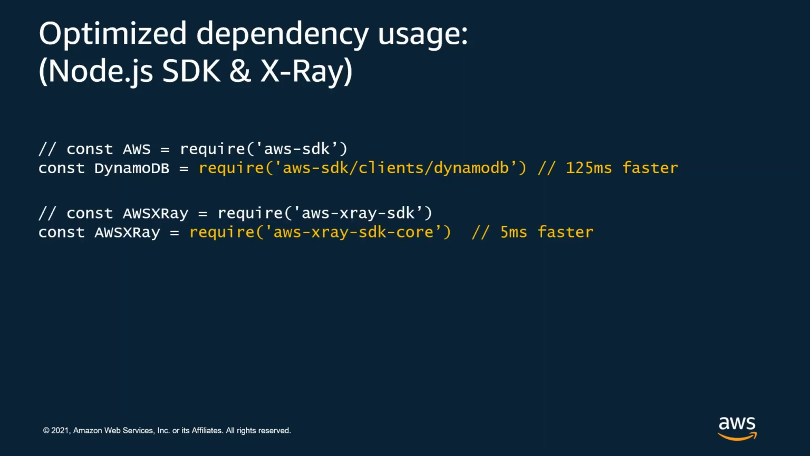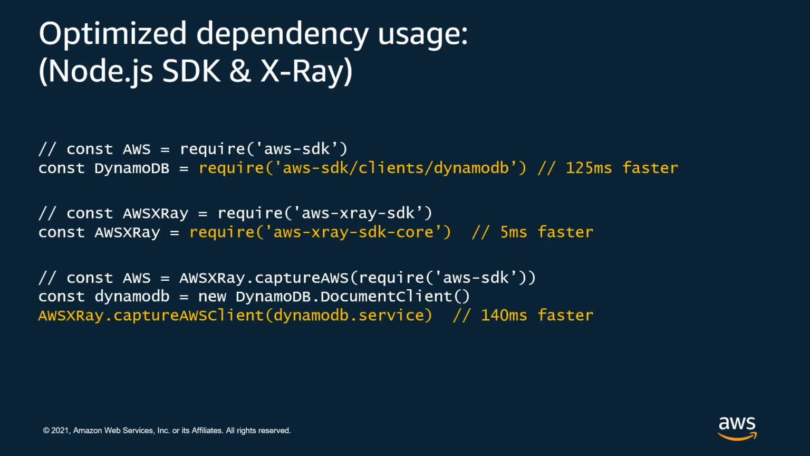Similarly, for X-Ray, adding -core to the package name parameter in require saved 5 milliseconds. And in a test with X-Ray, switching from the capture AWS to the capture AWS client method and providing the document client reference was 140 milliseconds faster. So in each case, being more specific meant the code references a smaller package and it's faster to initialize in the init step.